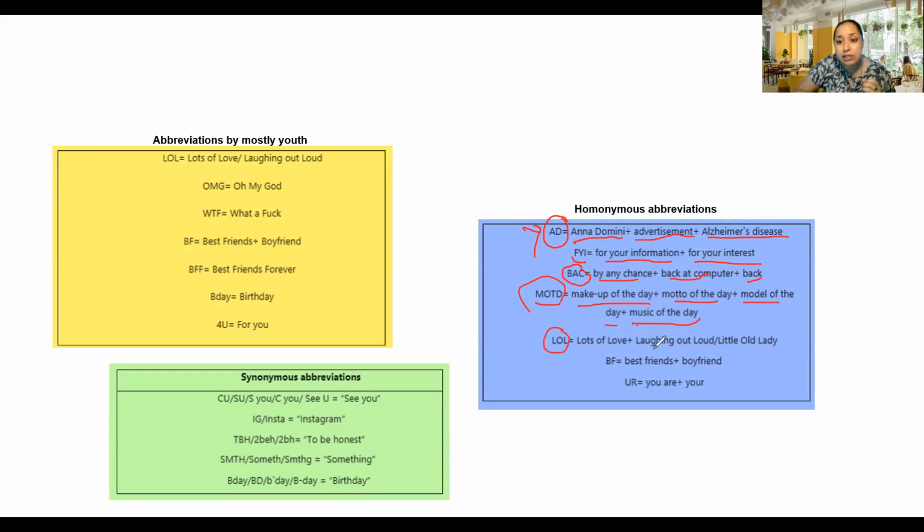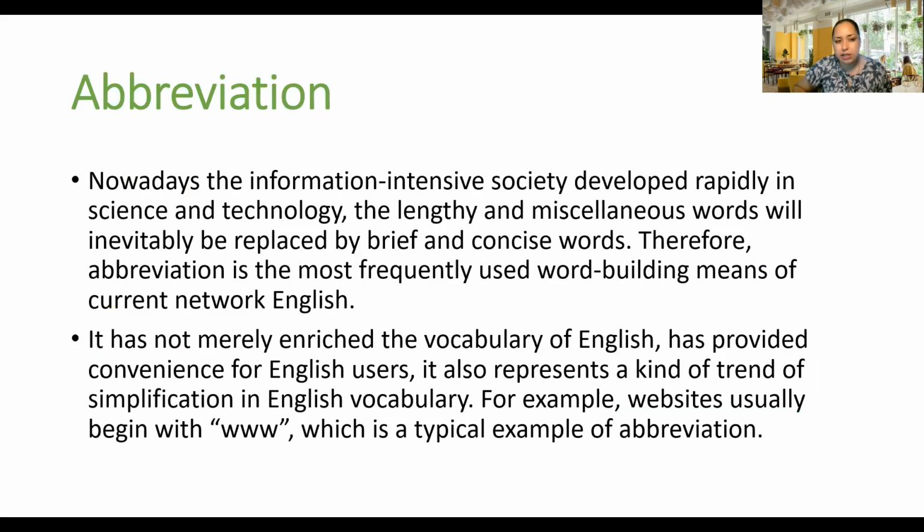LOL is not just laughing out loud, which is the one that we know, but it also is about lots of love, little old lady. BF, which has 2 different meanings, best friends or boyfriend. UR, which means you are, or your, which is like, they have different meanings. So things like these, we're gonna be explaining them in different ways and what's the meaning of them. And of course, a lot of examples. So let's go and see. Let's move forward to the next.